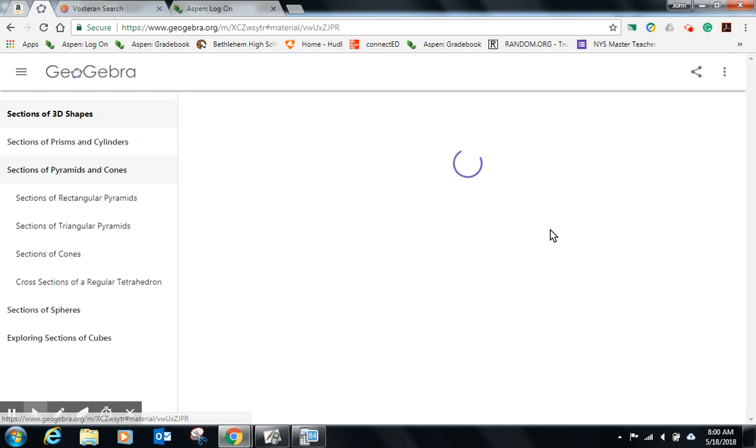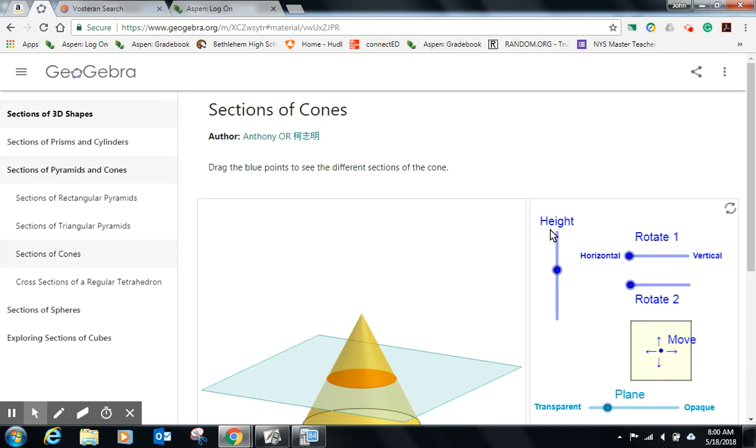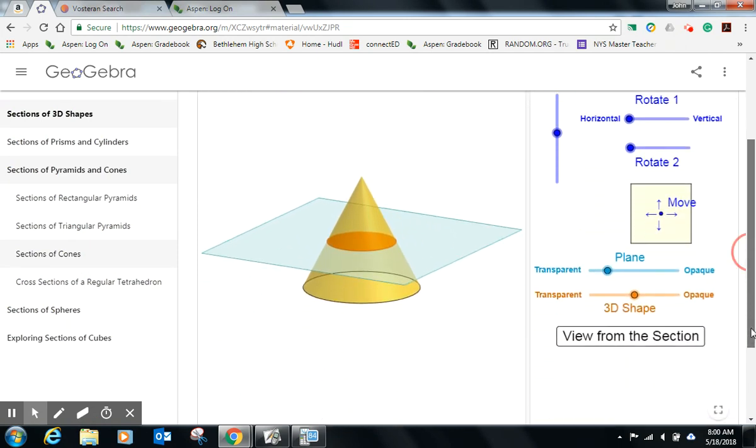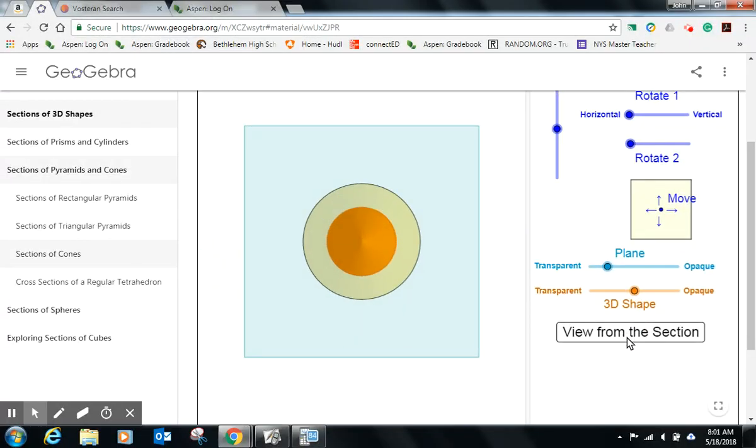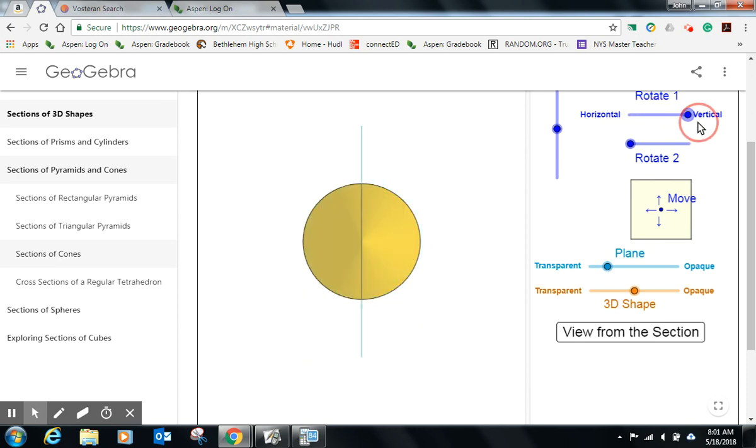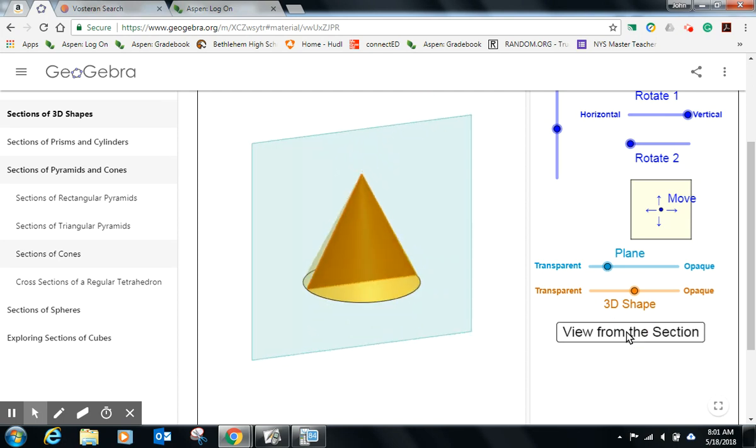Okay, so we go to the cone here. Horizontal, what's it going to form, do you think? It's going to form a circle, this is what we have right here. What do you think if we made a vertical cut? Okay, let's try it out. Vertical cut. Let's see what that looks like from the cross section.